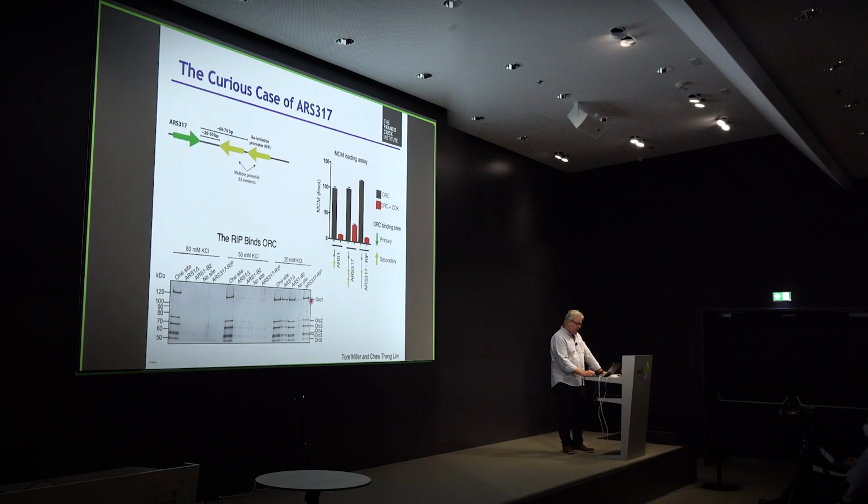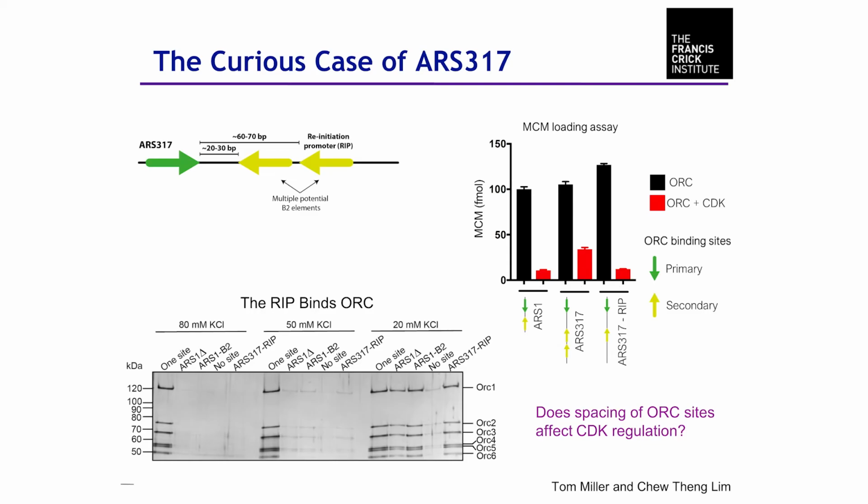RS1. Now, it turns out that reinitiation promoter, when we started to look at it, has multiple weak ORC binding sites in it. And we can show that ORC binds to these sequences just like it binds to the B2 element. So this is looking at ORC binding to that reinitiation promoter, and you can see it binds as well as it binds to B2. Like B2, that binding is salt sensitive compared to the high affinity sites, but it binds pretty efficiently to it.